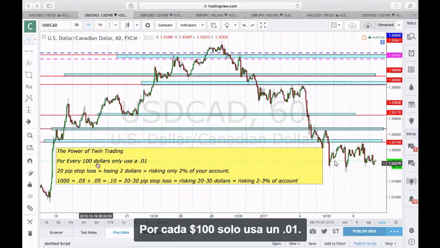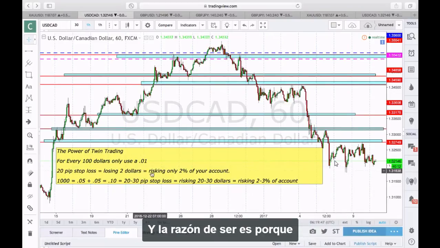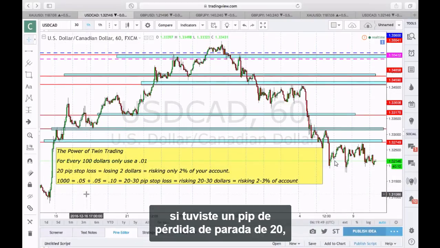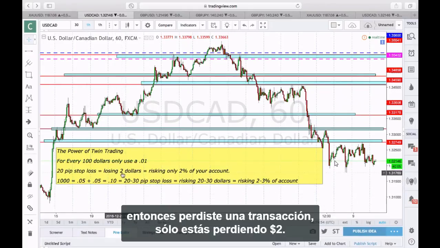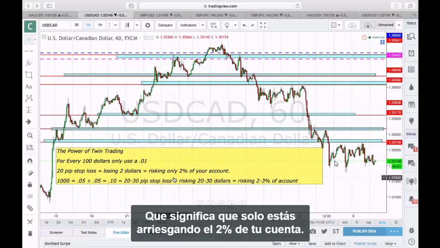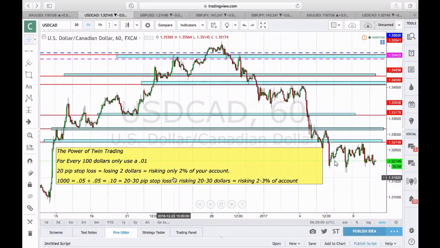For every $100, only use a 0.01. The reason being is that if you did a 20 pip stop loss and you lost a trade, you're only losing $2, which means you're only risking about 2% of your account.